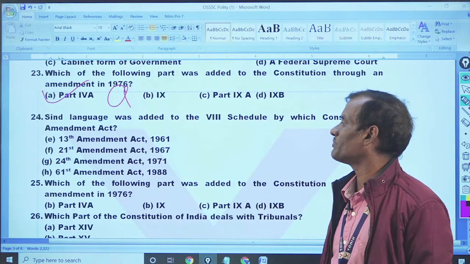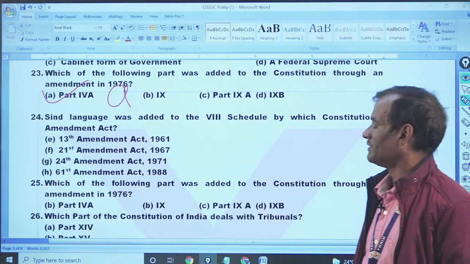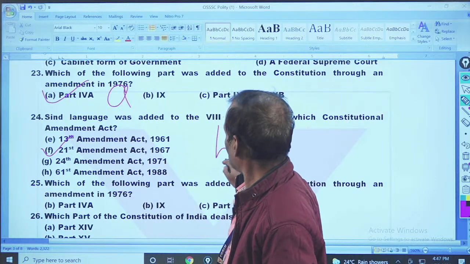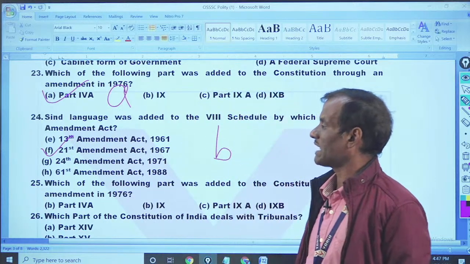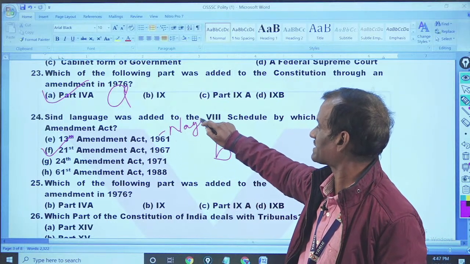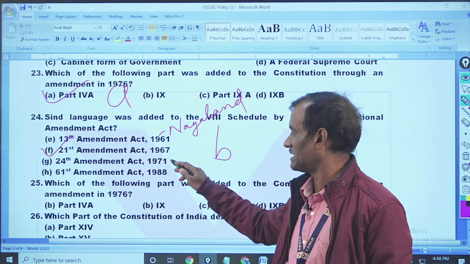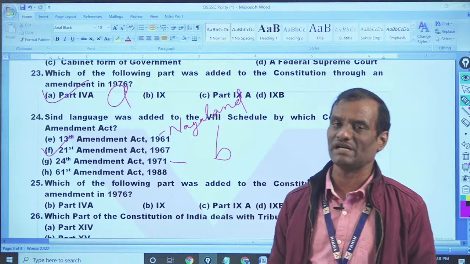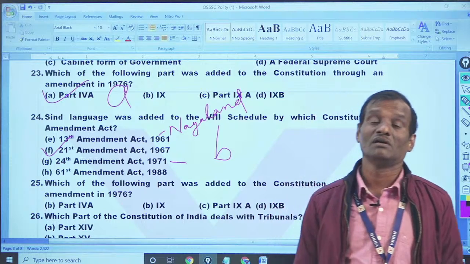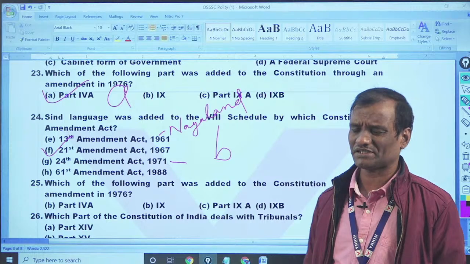Okay, question number 24. Sindhi language was added to the schedule by which constitutional amendment? That is not the 13th but the 21st Amendment. Answer is B. Remember, the 13th Amendment related to Nagaland. Nagaland became a separate state and some provisions were there. And the 24th Amendment is related to many things, 31B and C. The 24th Amendment was there, and the judicial review of the Supreme Court was challenged.